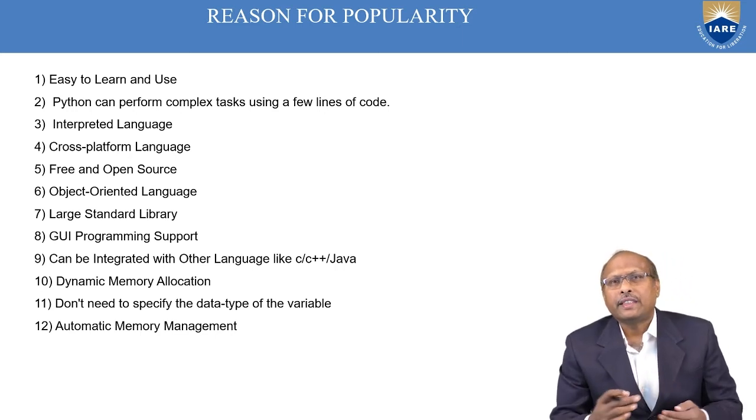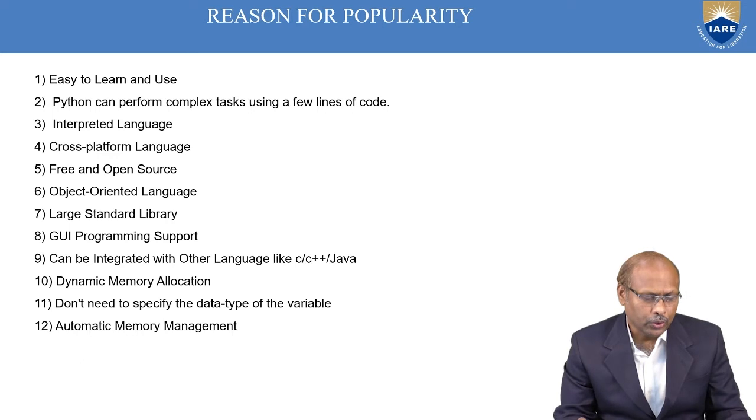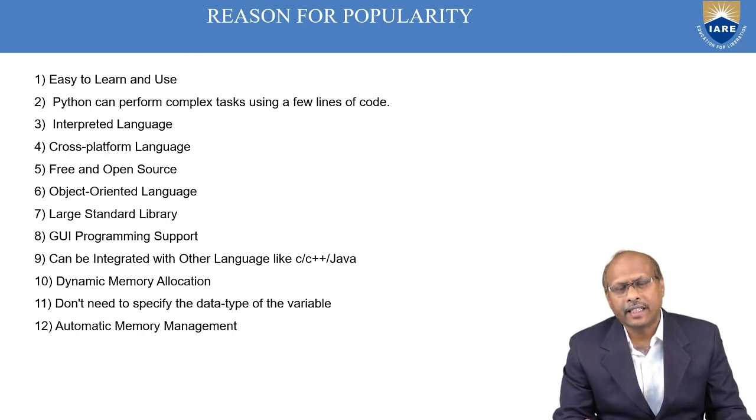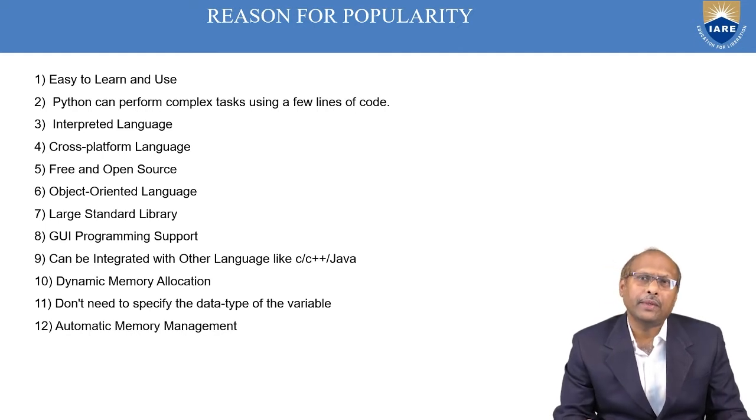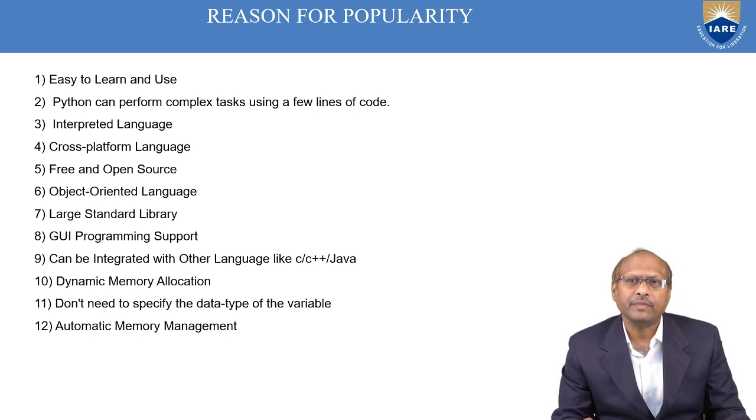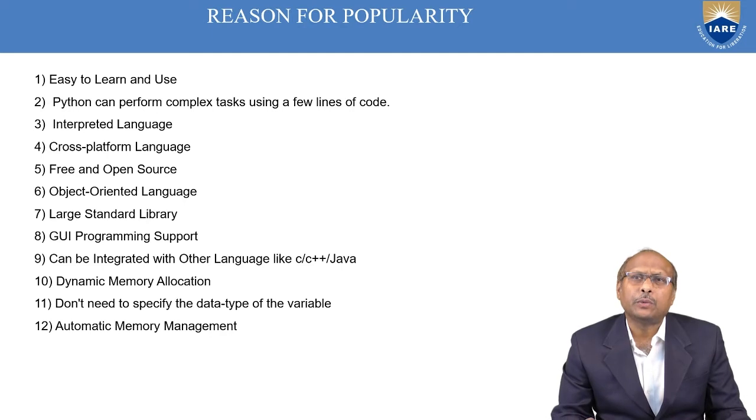It supports dynamic memory allocation. There are two types of memory allocation: one is static, second is dynamic. Python supports dynamic memory allocation. So during runtime, whatever memory is required, it will allocate automatically. You do not need to specify any data type of the variable because they are dynamic in type. So data type declaration is also not required. It supports automatic memory management.